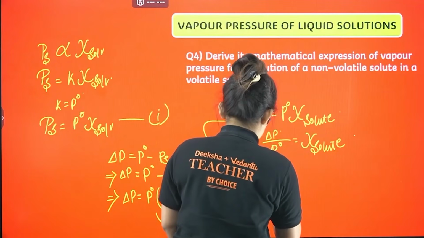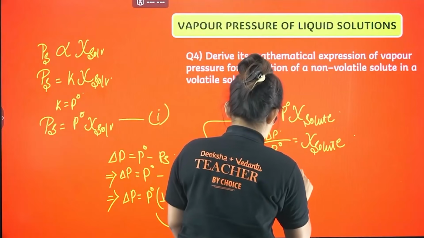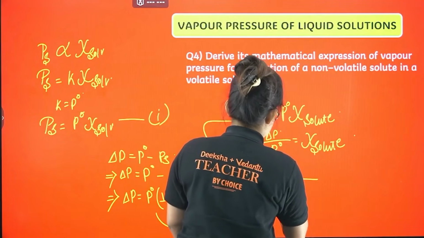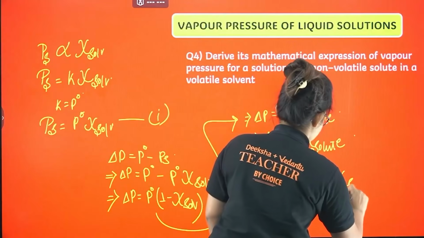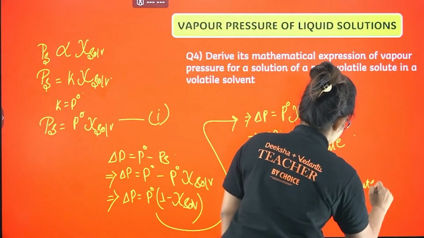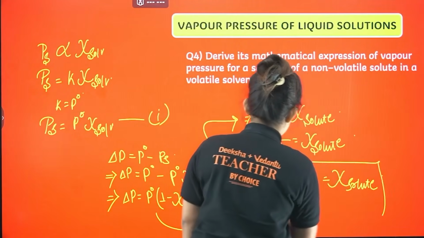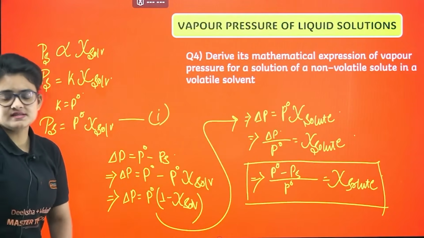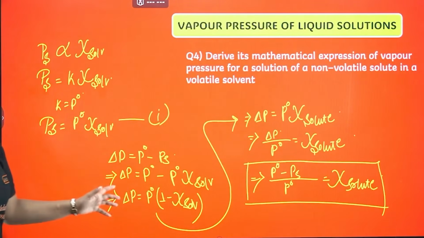Okay, so from here I can write P naught minus PS divided by P naught is basically equal to the mole fraction of solute. So that is nothing but the relative lowering of vapor pressure. Okay, so this is what they are asking you to derive. Okay, I guess it's clear.